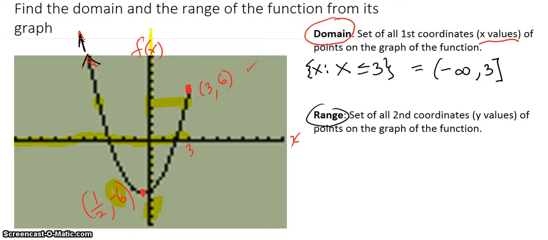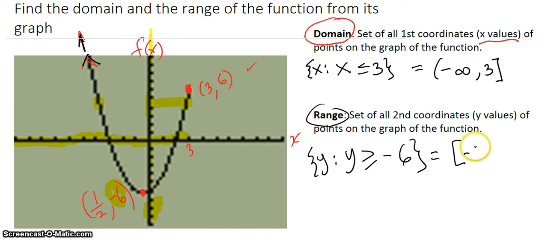-6 is the lowest y value. So we would say that this would be y greater than or equal to -6. So in set notation, that would be set of y such that y is greater than or equal to -6. That's where all the y values are. And in interval notation, we would say that's -6 to infinity.